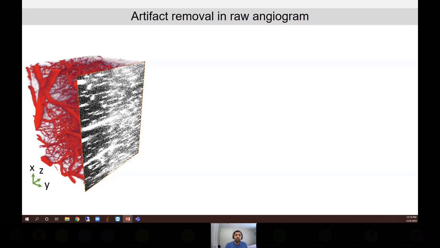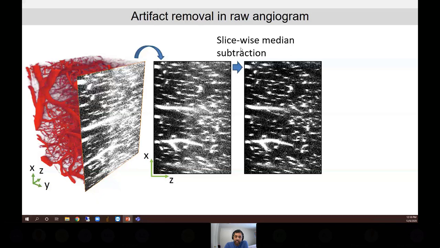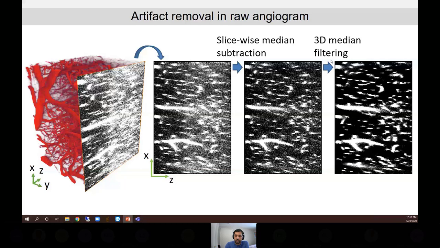Now, after scaling, the next step in our pre-processing is denoising. For denoising, you see that we have this sort of hazy background, which is increasing as we go deep into the vessels. The first step that we do is slice-wise median subtraction, where for each 2D slice, I subtract the median value of the slice itself, and anything below zero is thresholded at zero. And this is followed by 3D median filtering. And we see that this cleans up the data quite nicely.